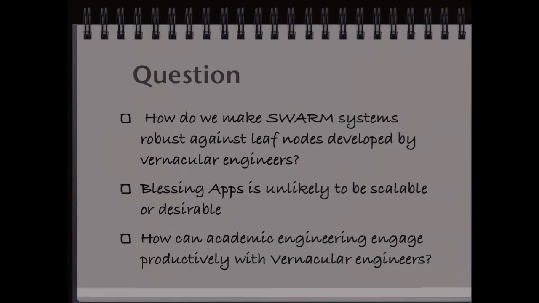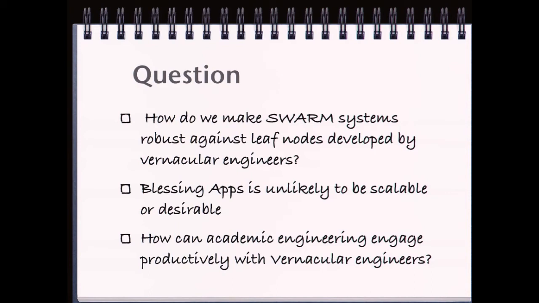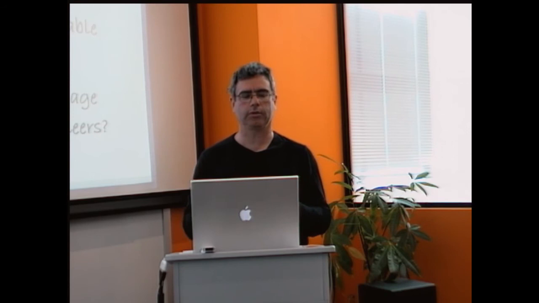So how do we make swarm systems robust against leaf nodes developed by vernacular engineers? You know, my 12-year-old got bored with GarageBand, so I said, just download this thing for free, Max MSP, and run through the tutorial. So I left him alone, came back a few days later, and he's changed my computer so that this horrible, loud, interesting, noisy sound comes out at full blast, tracked to my mouse when I'm using it. It's just an indicator, and I liked it, right? So that's the problem, is I like this. So this kind of creative use is going to be important to people.